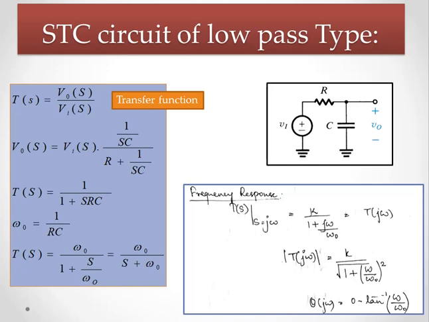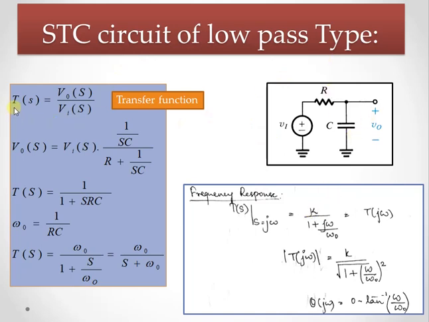but mainly the type of circuit that we have used so far is the one which makes use of a single combination of R and C. So if it is a low pass, we will have the output voltage measured across the capacitor. Let me explain with the transfer function and the frequency response values how we obtain the equations for the STC circuit.